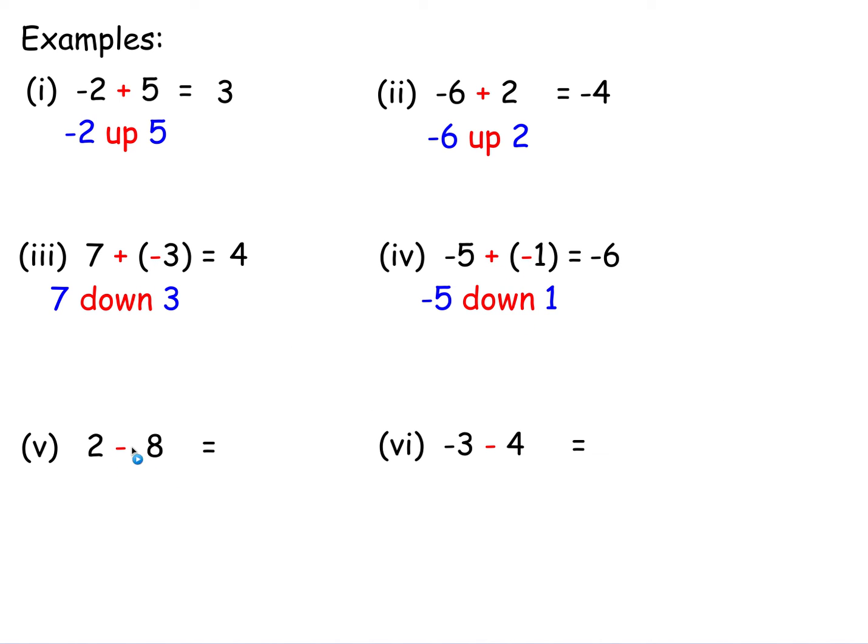This is 2 minus 8, that's 2 and go down 8. So you're at negative 6. And this is negative 3, go down 4. So if you think of temperature, it's usually quite handy to get the answers quickly. So that's adding, subtracting. Adding a negative is the same as subtract.